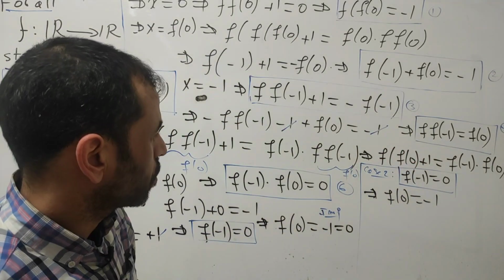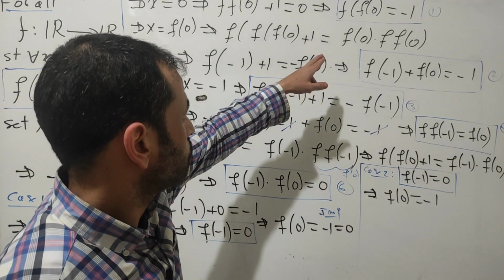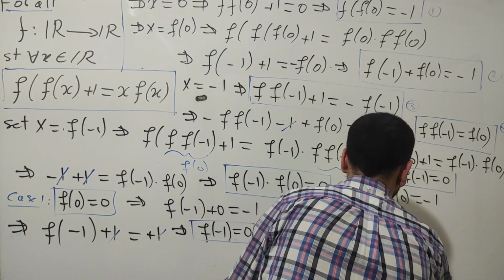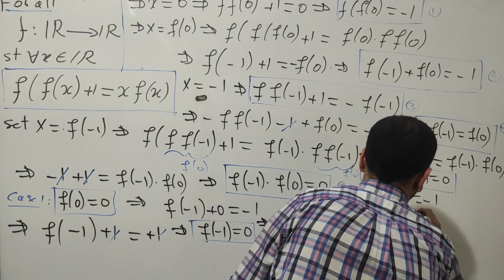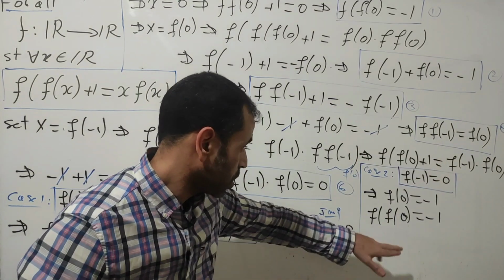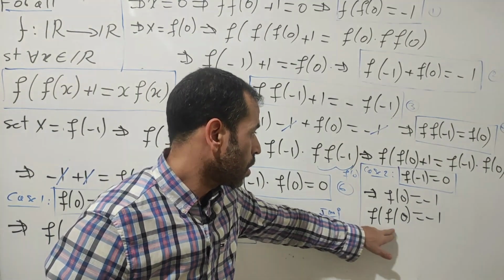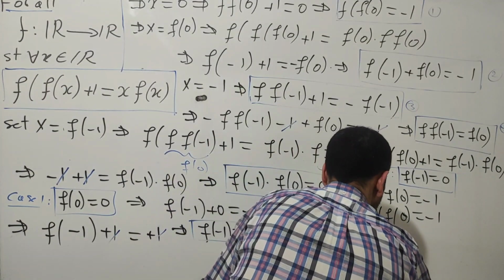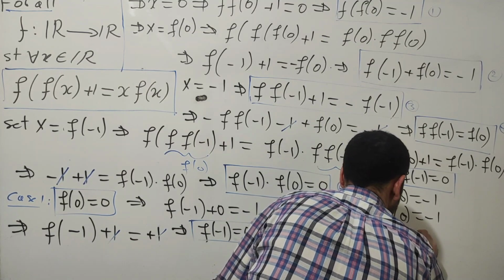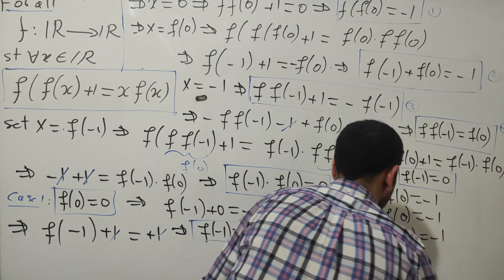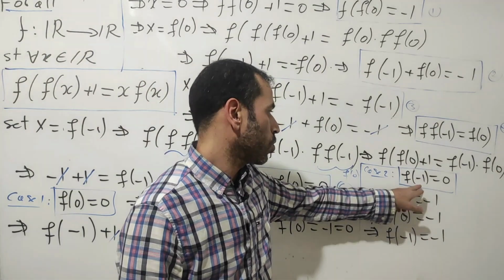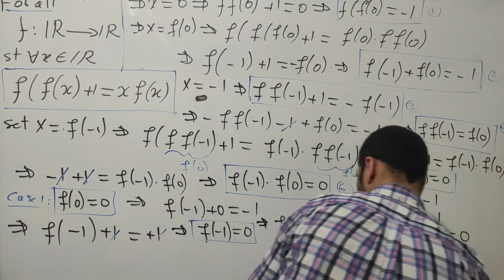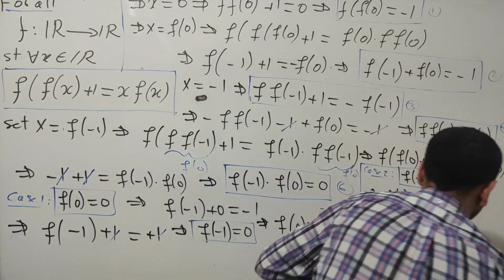Okay, remember, based on the first equation that we have chosen, we already found f of 0, it was minus number 1. It was the first equation. Then taking this value of f of 0 and replacing it back here, I get f of minus 1, which equals minus number 1. Remember we already have f of minus number 1 equals 0. It's clearly a contradiction. It's impossible.